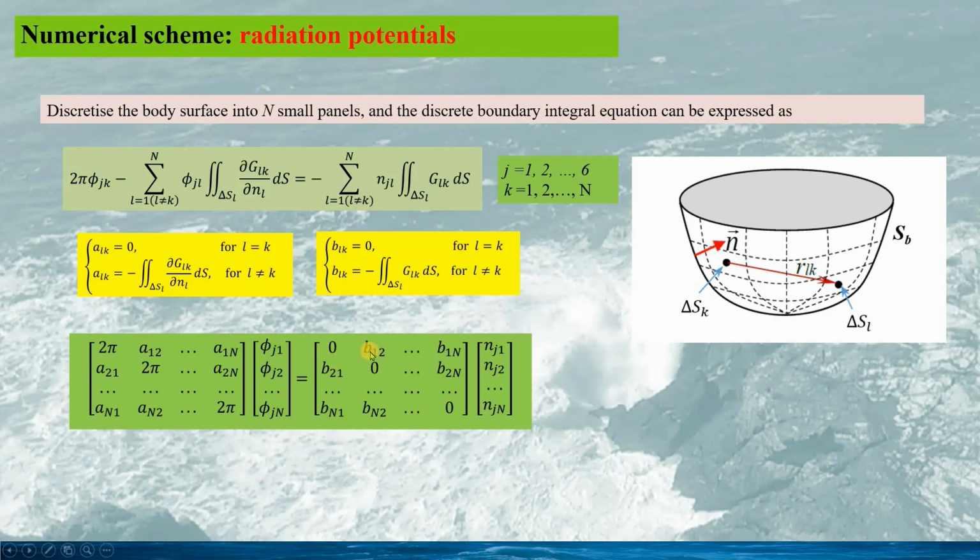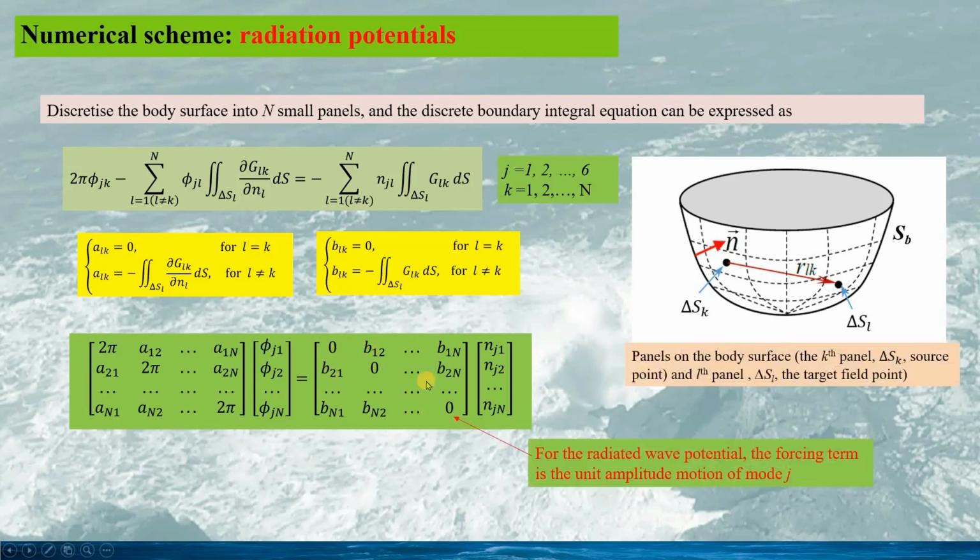From the simultaneous equation, it can be seen that the unit amplitude velocity of the structure is the forcing term. Therefore, if the forcing is 0, that is, when the structure is stationary, the radiation potential would be 0.